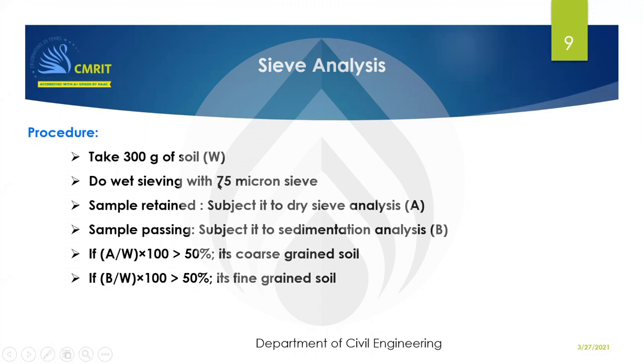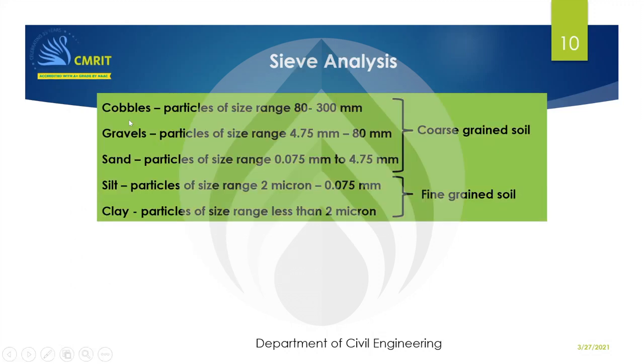Suppose the sample retained is A, and the sample passing through is B. If the sample retained, with respect to the original weight, is greater than 50%, we call it a coarse grain soil. Otherwise, we call it a fine grain soil. So if I get 152 grams of sample on the 75 micron sieve, we call it a coarse grain sample. These tests are unavoidable for any testing or construction activities.